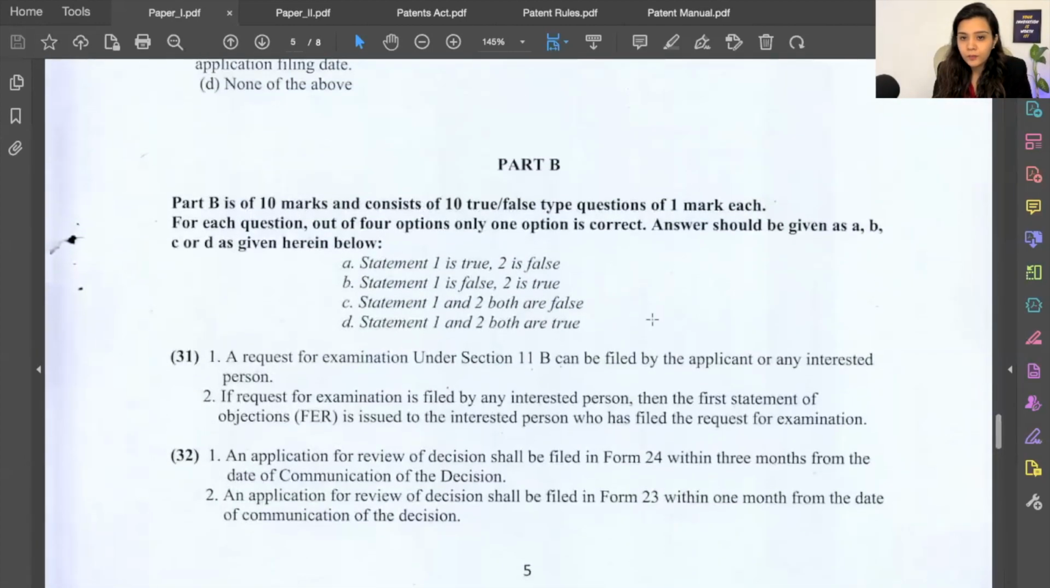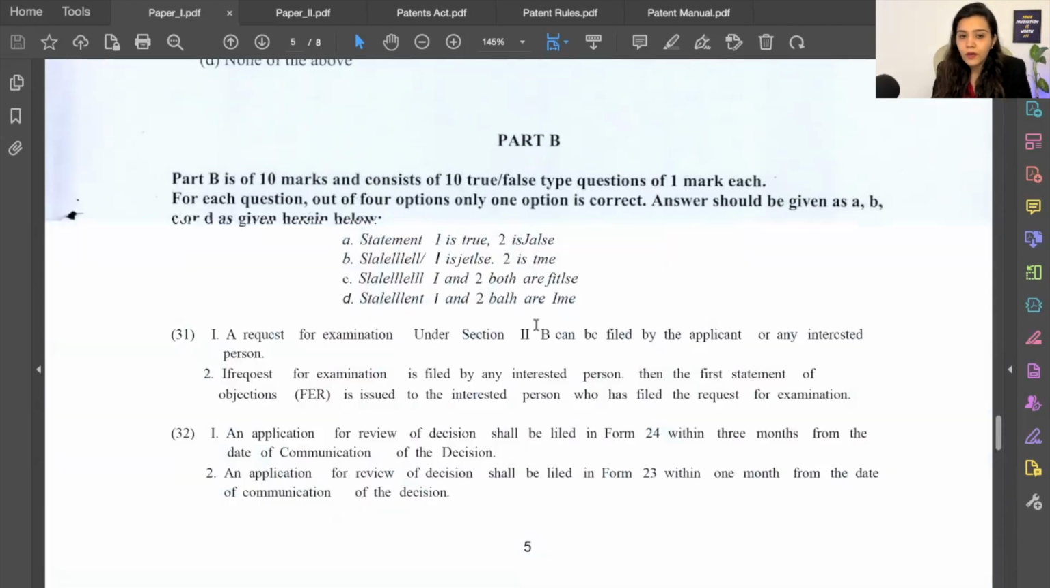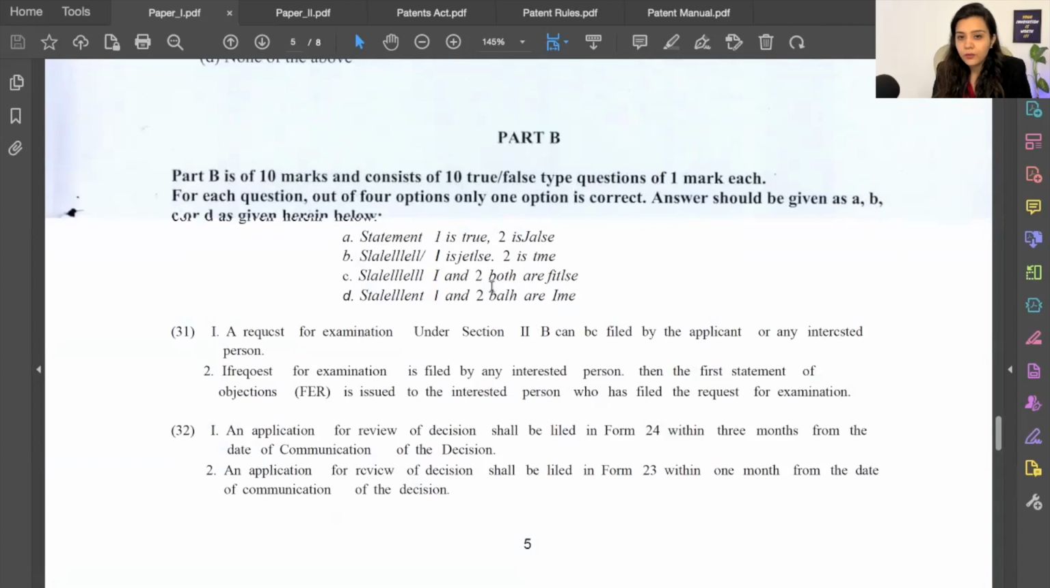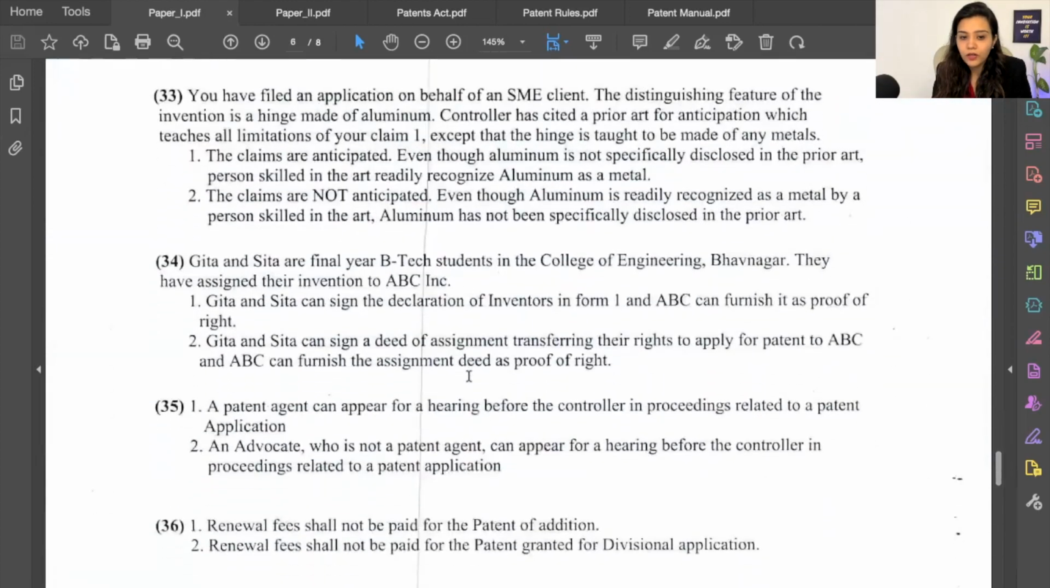Then we have part B, where we have true-false type questions, where we need to say that option one is true, option two is false, or what is the given option. And we can give A, B, C, D, and these questions are 1 mark questions. So it will have 10 questions with 1 mark each.